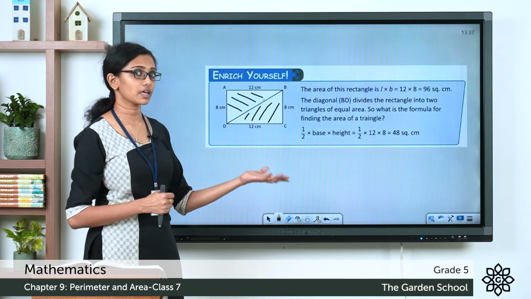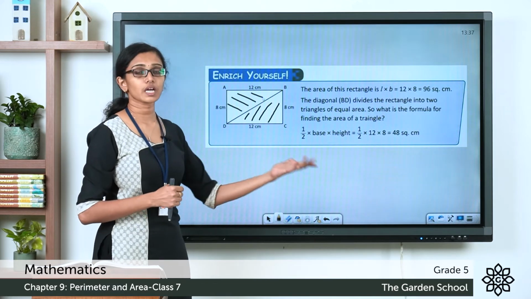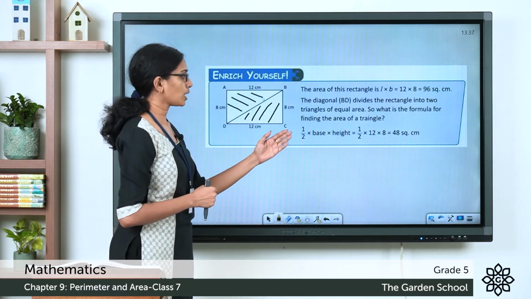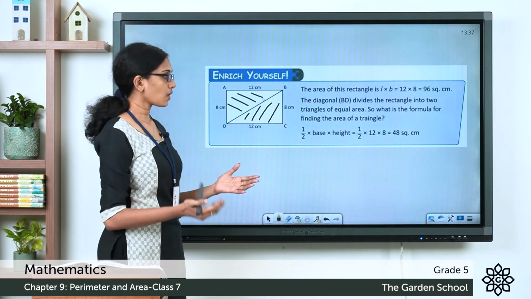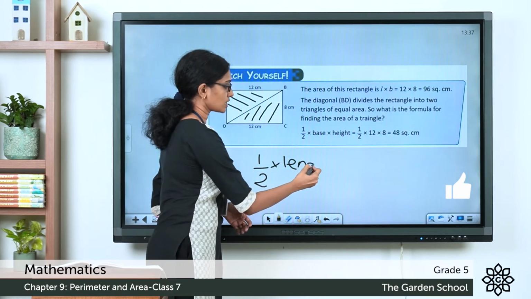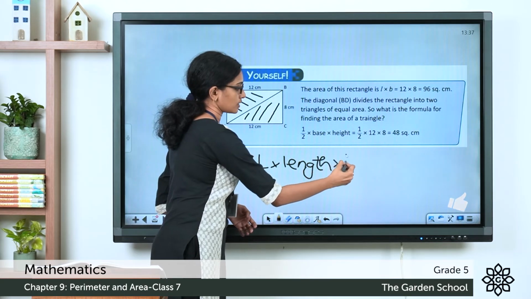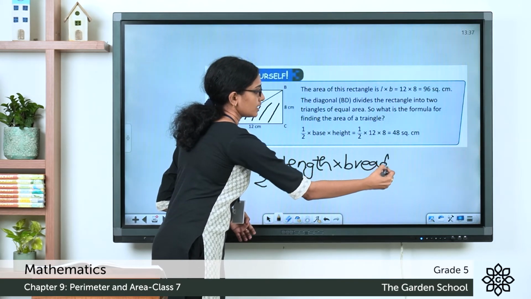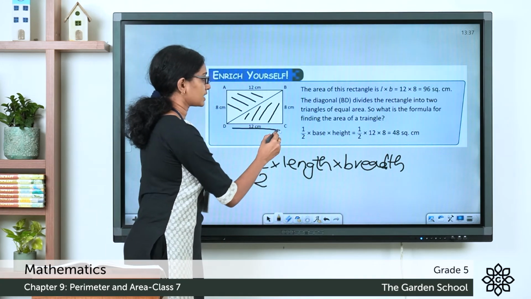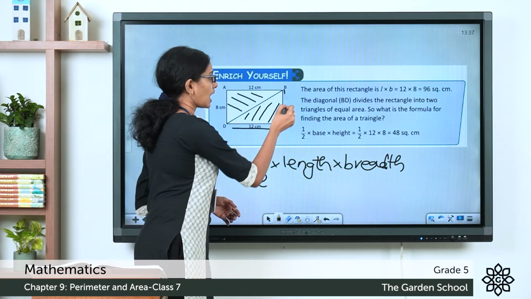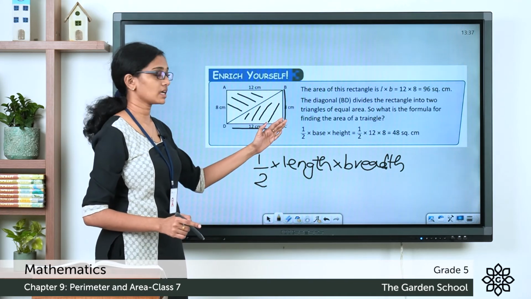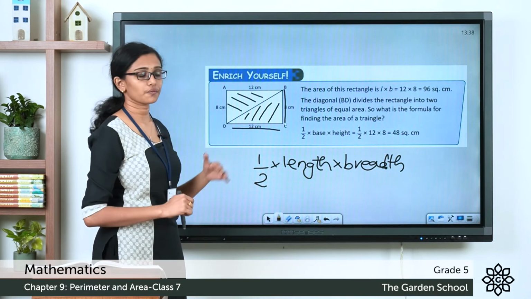So, we have seen that the area of a triangle is equal to half the area of the rectangle formed by it. Now, here it is said 1 by 2 into base into height. So, we have already seen the formula 1 by 2 into length into breadth, which is the area of the rectangle. Now, here it's saying 1 by 2 into base into height. So, what do you mean by base? You see this side here, which is perpendicular to the height of this triangle. So, this side which is perpendicular to the height of the triangle is called the base of the triangle.